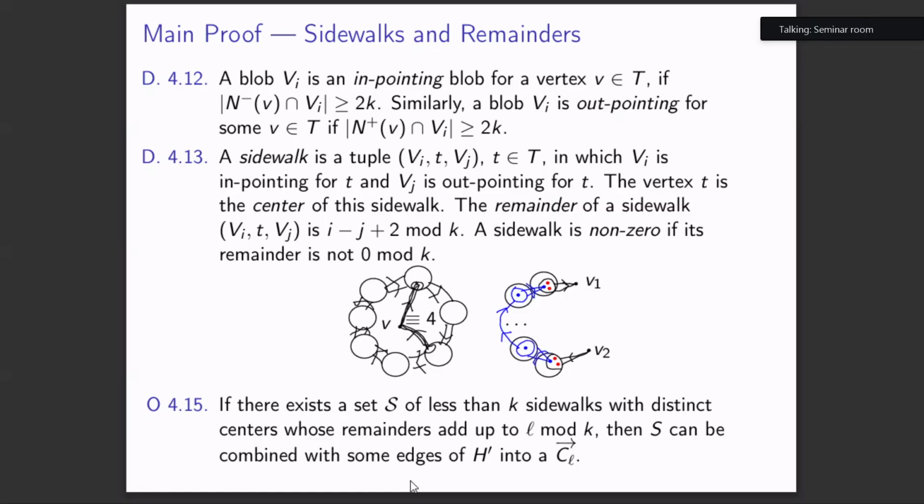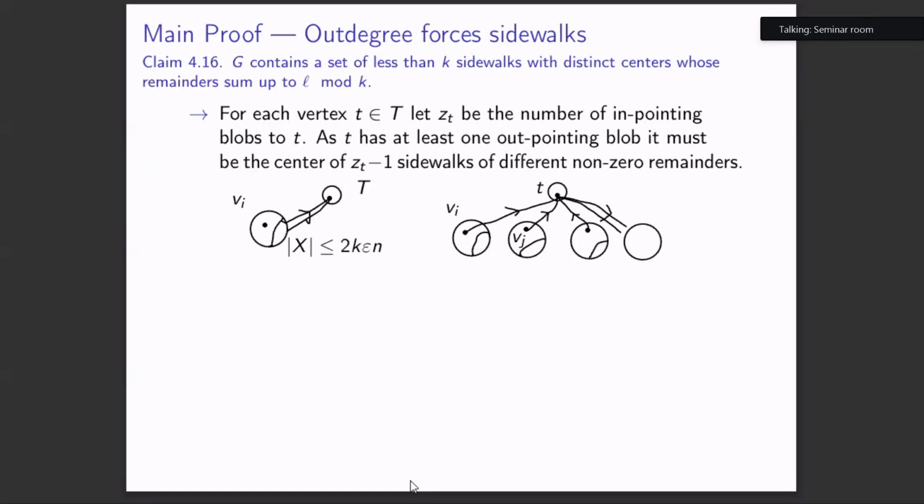So now let's finish the proof. We want to show that G contains a set of fewer than K sidewalks with distinct centers whose remainders add up to L modulo K. Because this, from the previous observation, would imply the existence of CL.